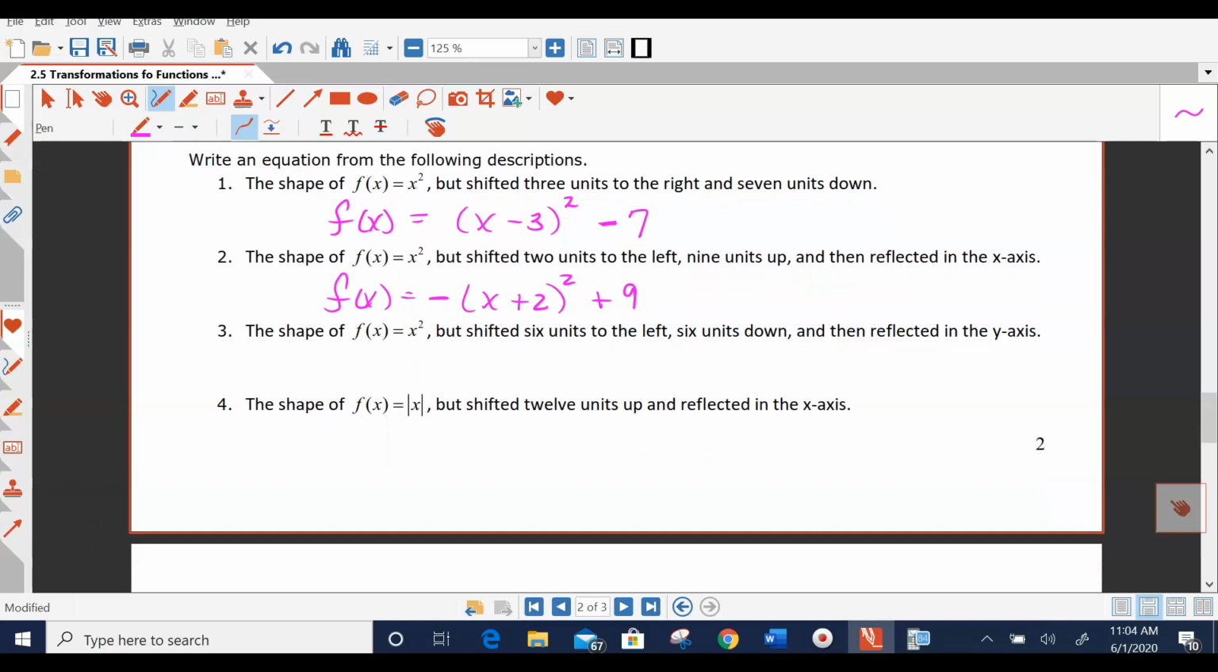Let's do another one with x squared. I'm going to shift it 6 units to the left. Remember, left or right goes inside. And since I'm going left, I'm going to put a +6. 2 units to the left was a +2. 6 units to the left is a +6. I'm going to go 6 units down, so I need a -6. Oops, can't forget my square because that's my parent function.